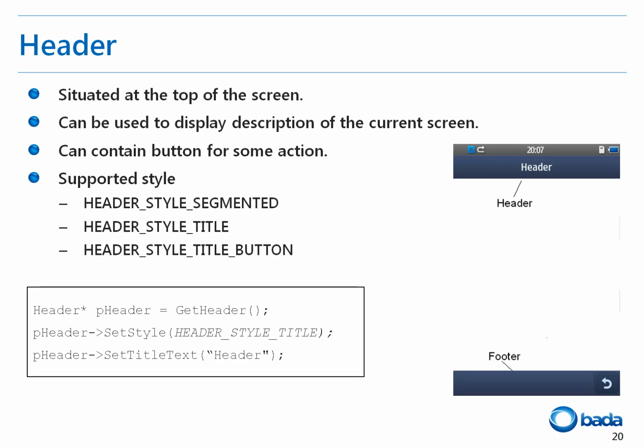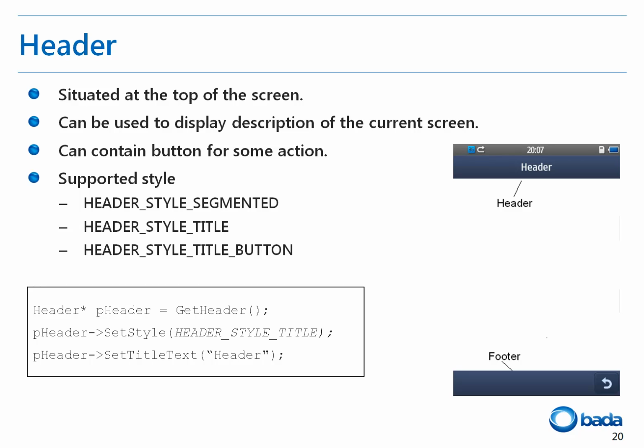In addition, you can use one button item on both sides of the header. The header_style_title_button displays the header title button in the center. One button item on both sides of the header can be used with this style as well. The code snippet shows a simple implementation of the header.